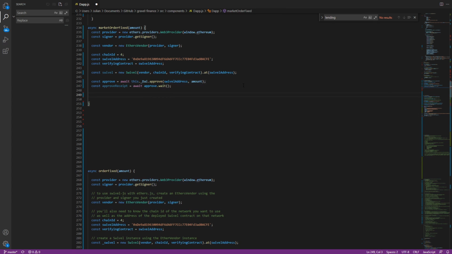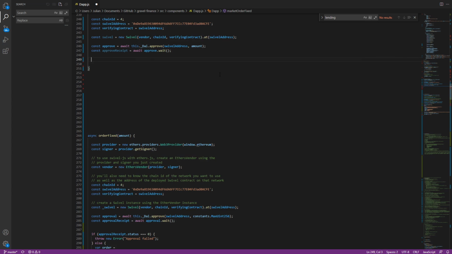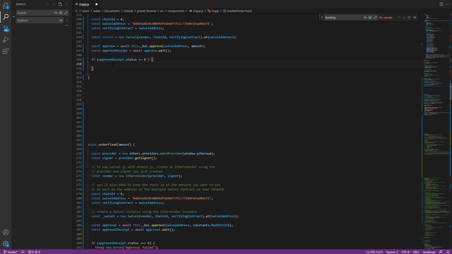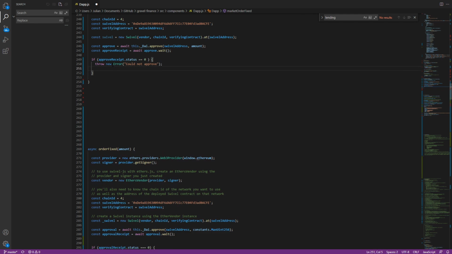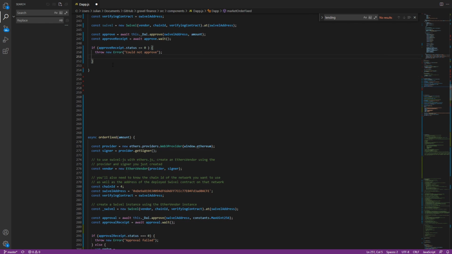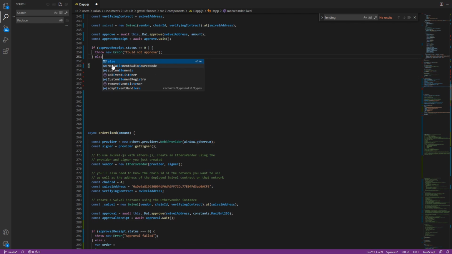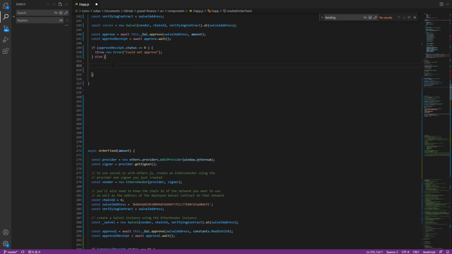Okay. So from there, you have the ability to call back this receipt. Wait for it. If approve receipt status equal 0, do the rest. So if it fails, throw new error, could not approve. If it doesn't fail, however, you can move on with the rest of the transaction.